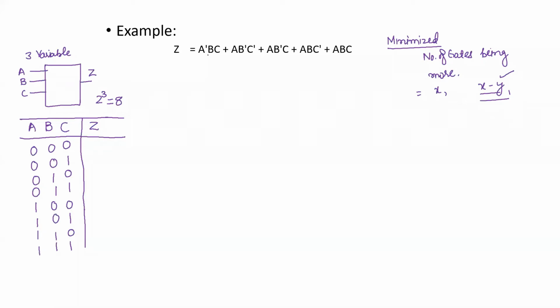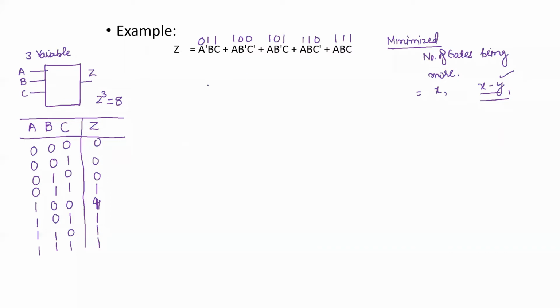Now the output. Here you can see A bar B C, which is nothing but 0, 1, 1, which is 3. So this is high. Then A B bar C bar, 1, 0, 0, this is your 4. Then this is 1, 0, 1, this is 5. Then 1, 1, 0, this is 6. And 1, 1, 1, this is 7. For the rest of the inputs, your system is giving output 0. So this is the truth table, and after the truth table you will write the expression like this. I hope you understand this.